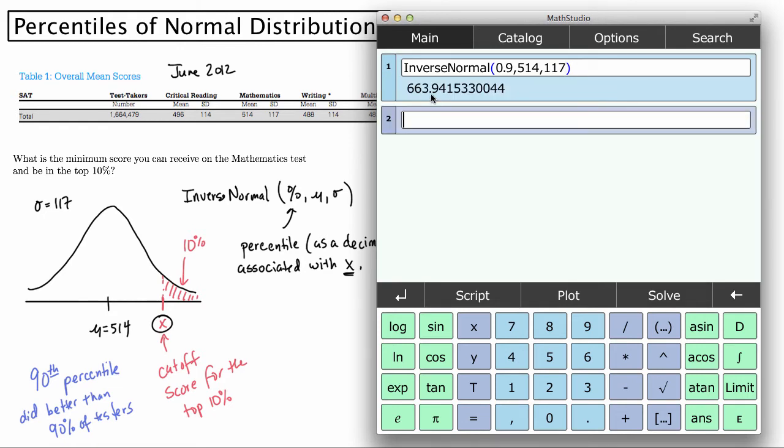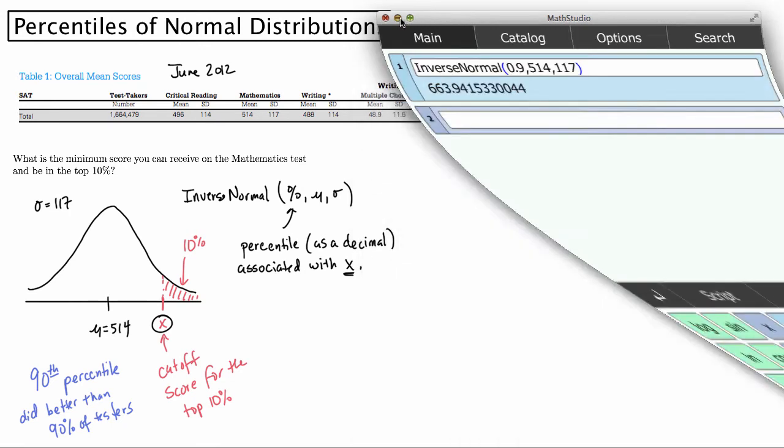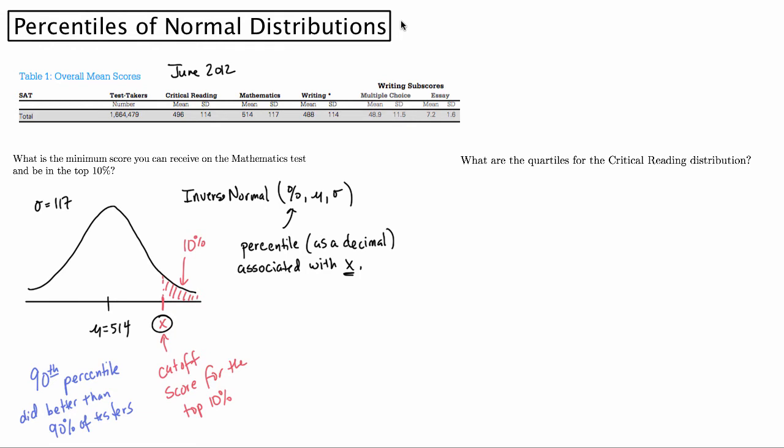So this suggests that the score would be 663.94. So for this particular problem, as long as we scored above a 663.94, in reality, because it's SAT, 694 would be what you're shooting for here, that this is a score that's going to land you in the top 10% out of all people that took the mathematics test, based on the data that we have for this particular test.